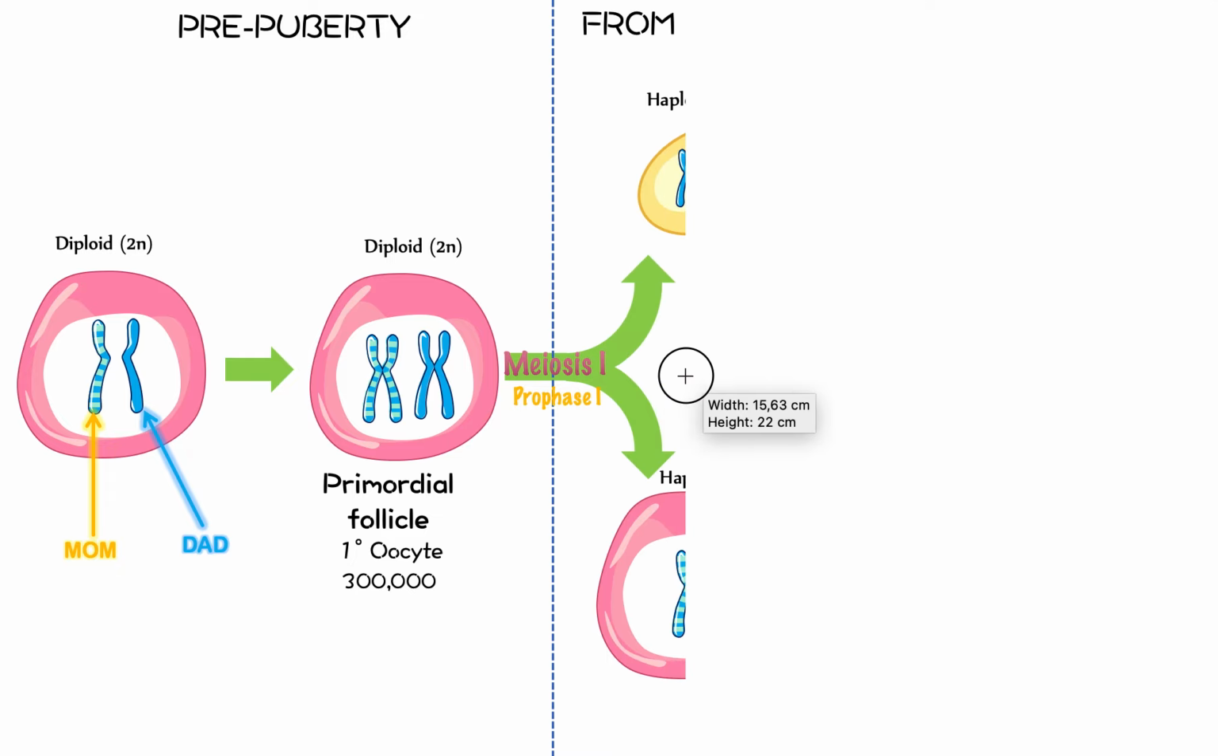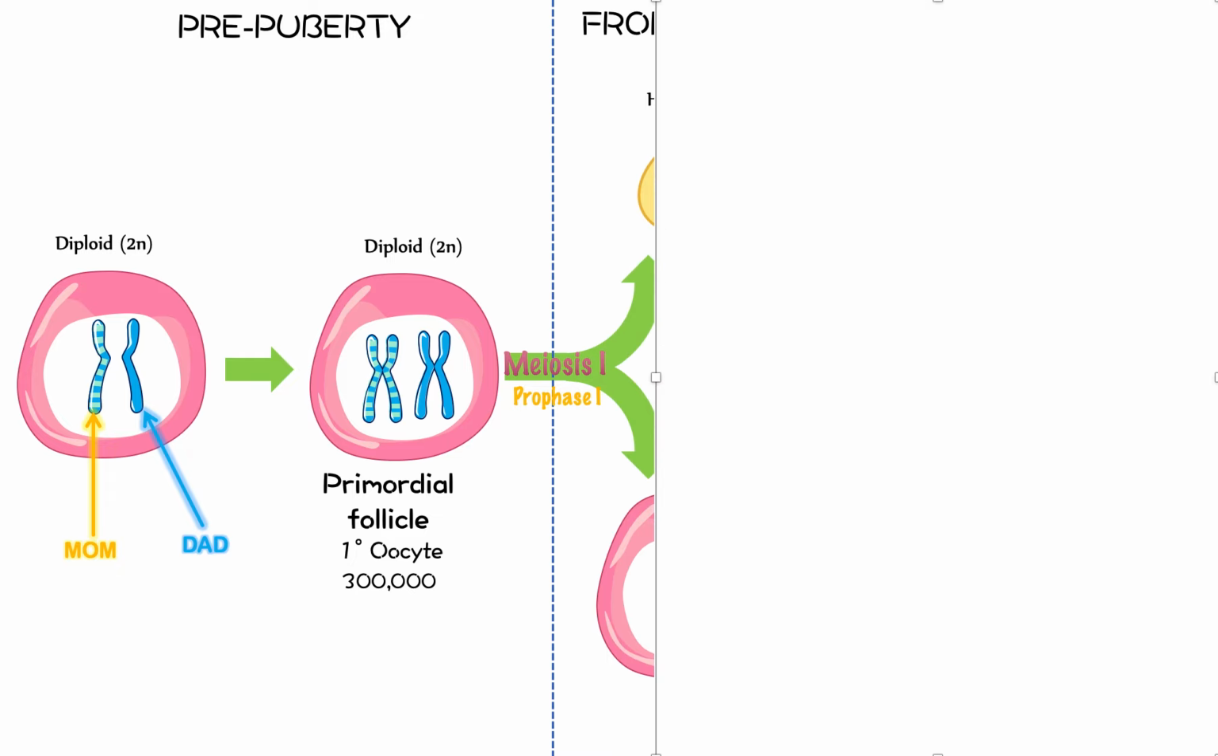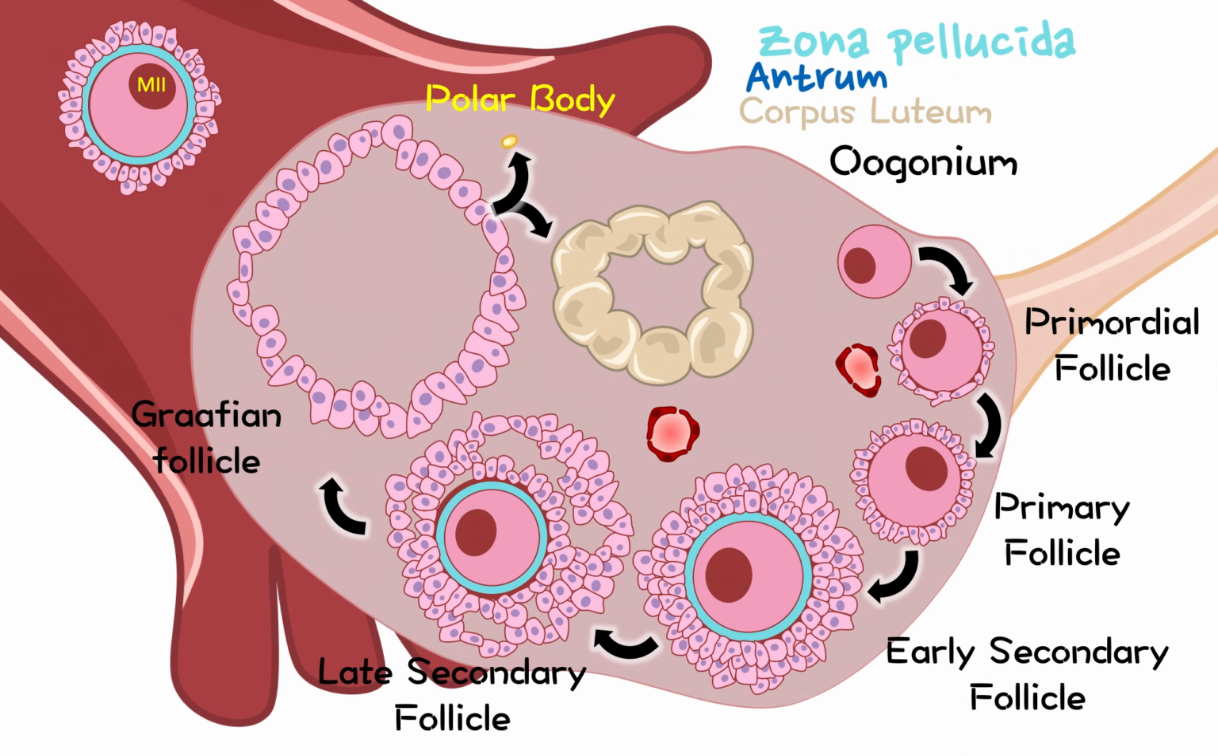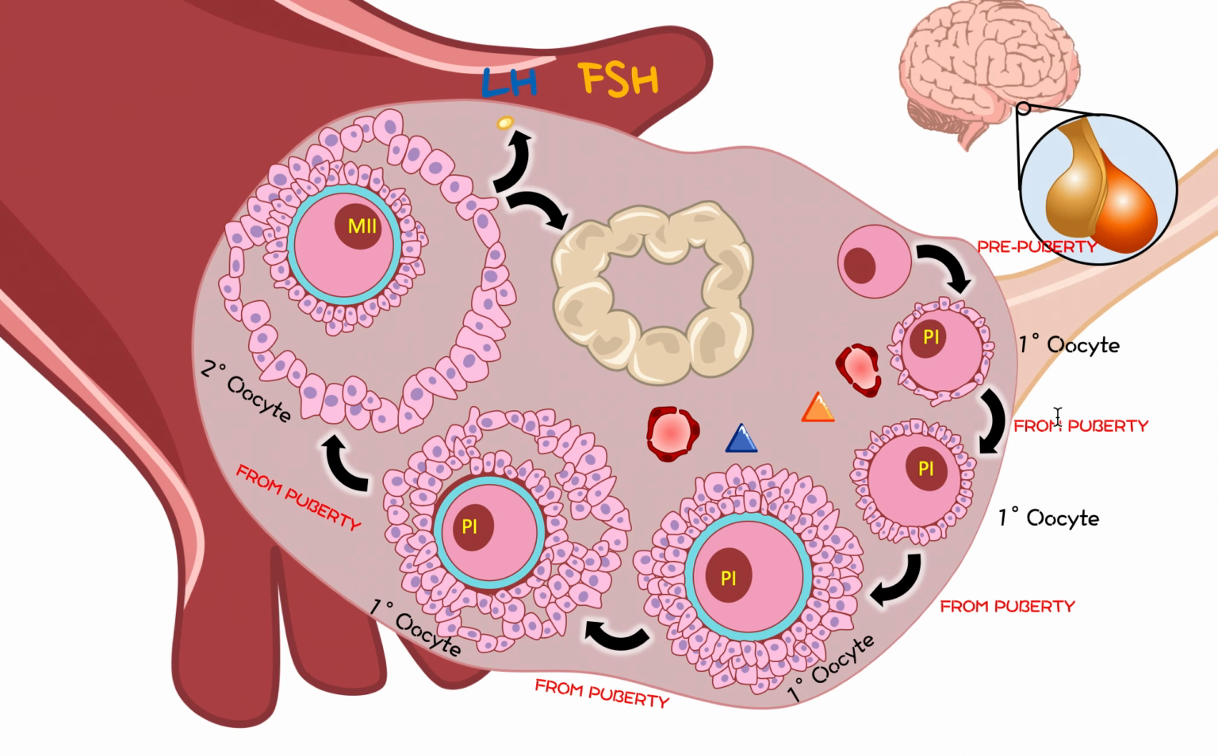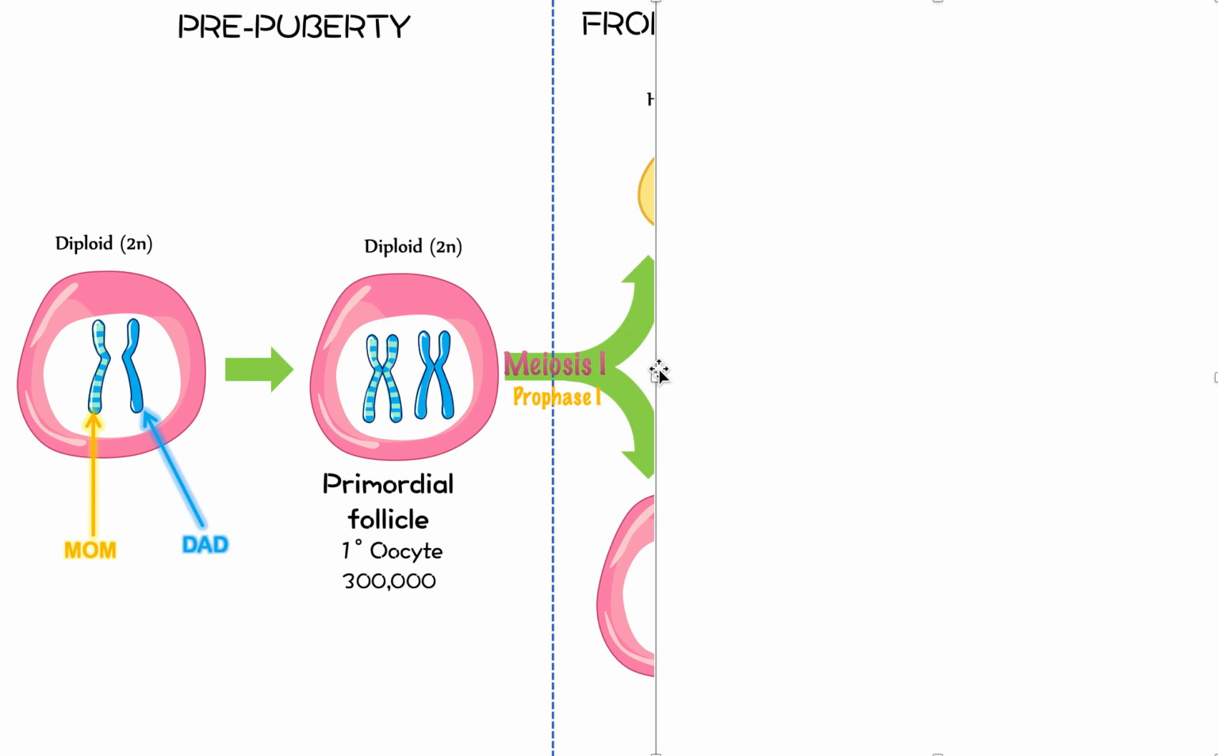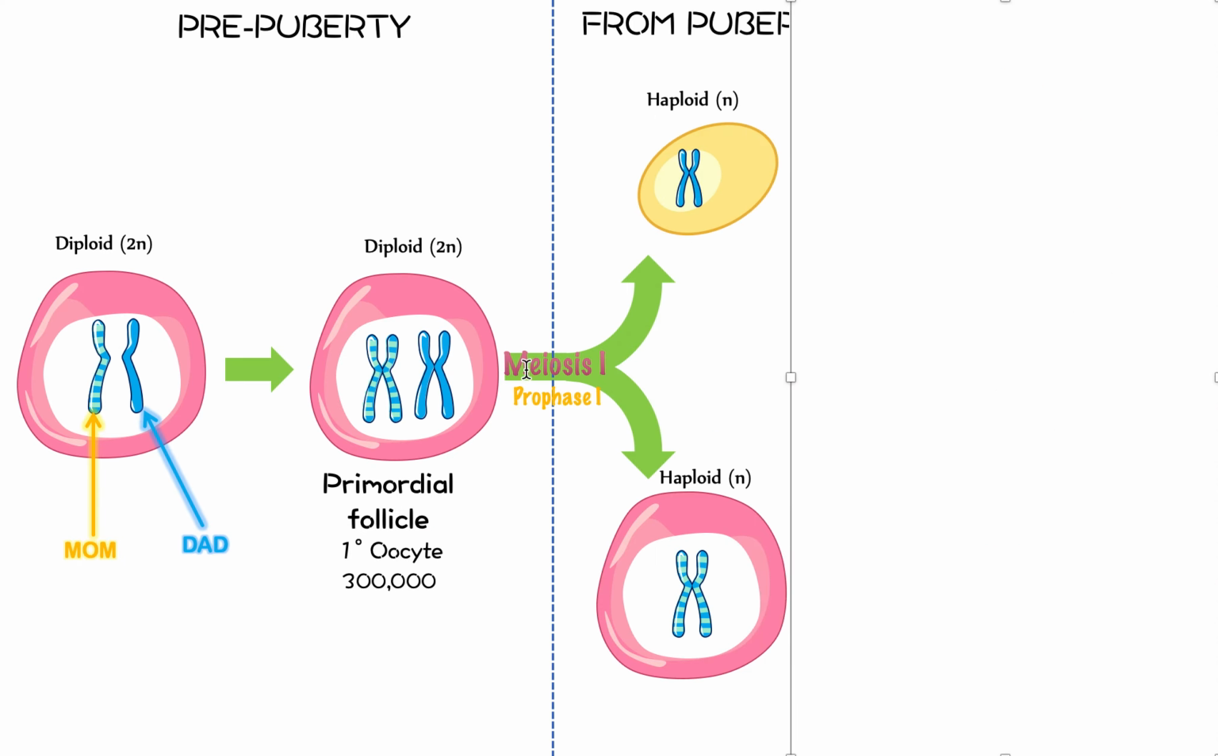Now, puberty happens. From puberty on, this primordial follicle will undergo all of these developments, but it's going to stay in prophase 1. So it's going to become this cell here, this one here, this one here, but always remain in prophase 1 until it gets to a point after puberty where it finally divides into a secondary oocyte. So from puberty on, it's going to develop and finally divide. In between this cell and this one, there's a bunch of stages that are in prophase 1.